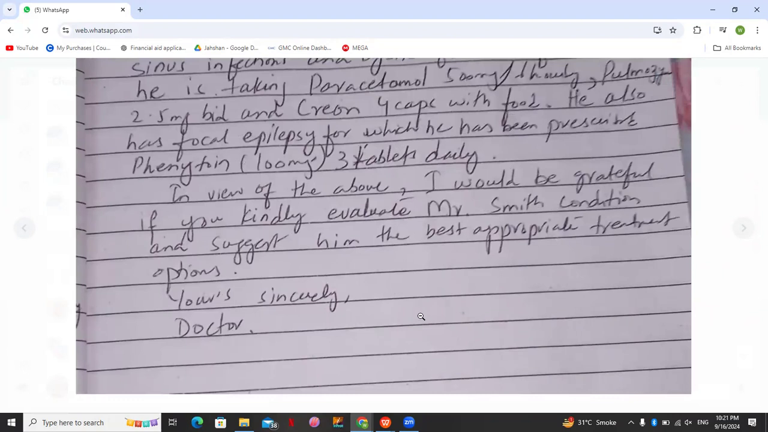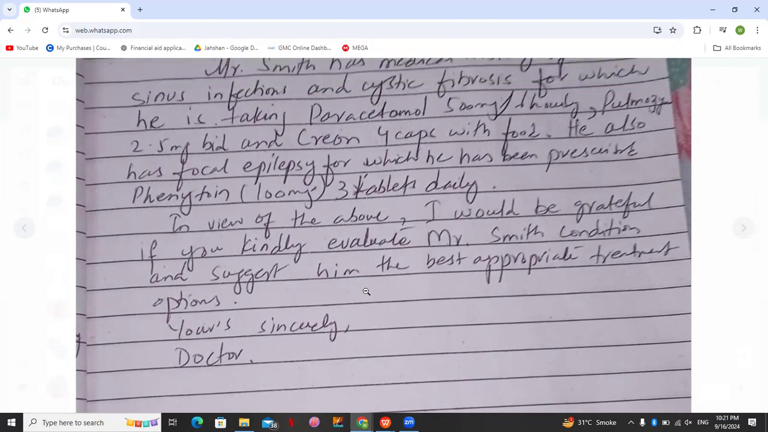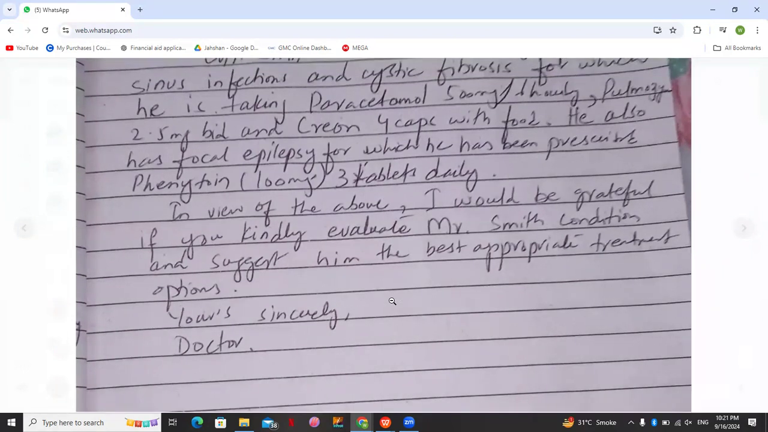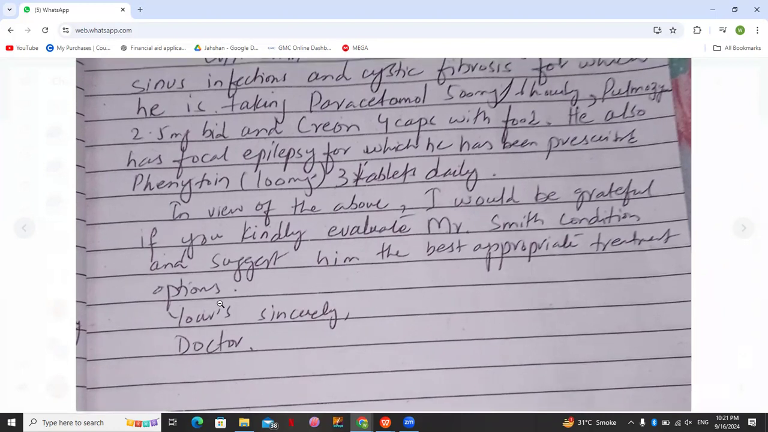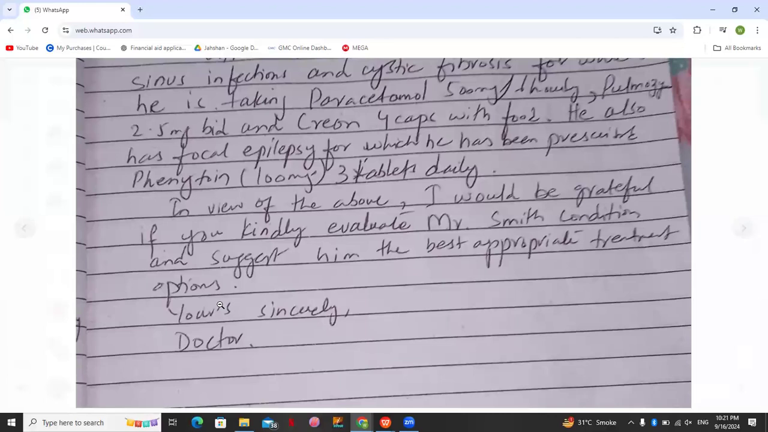In view of the above, I would be grateful if you kindly evaluate Mr. Smith. Not "Mr. Smith"; and even if you have to write Mr. Smith, like in the other letter, Smith's condition, there should be an apostrophe and S. And suggest to him the appropriate treatment options. And there is no apostrophe over here, doctor. I've been explaining. Don't do this.